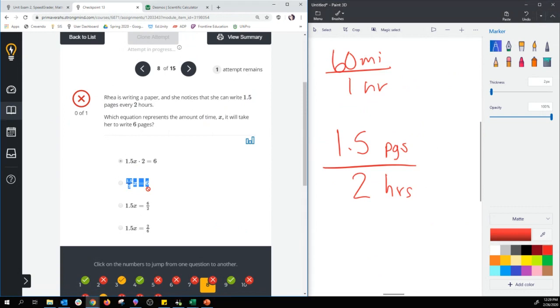Yeah, I wish so too. She does write papers very fast. I take forever as well. So 1.5 over 2x is equal to 6.